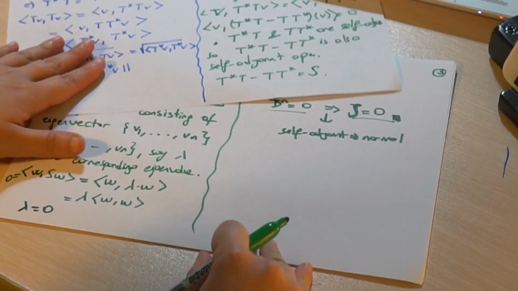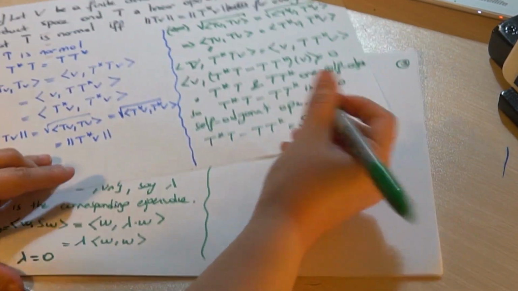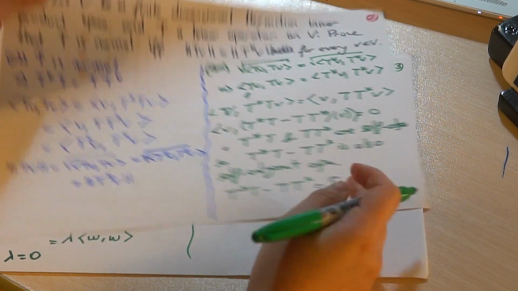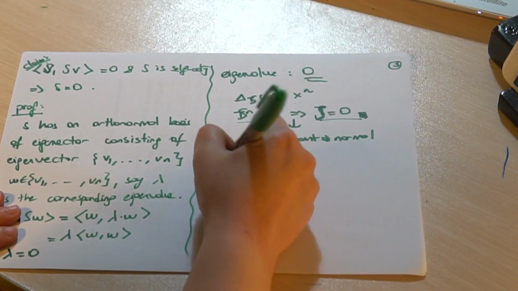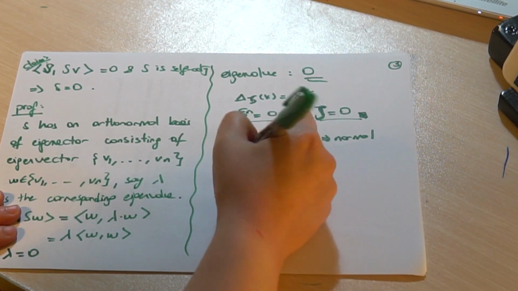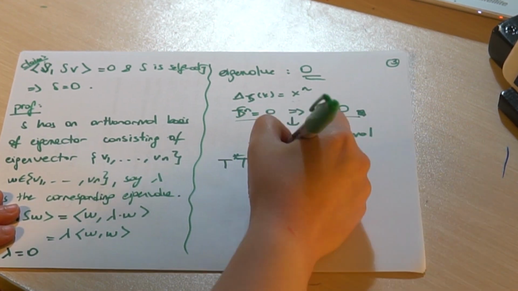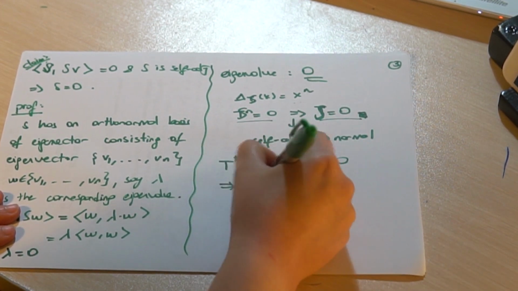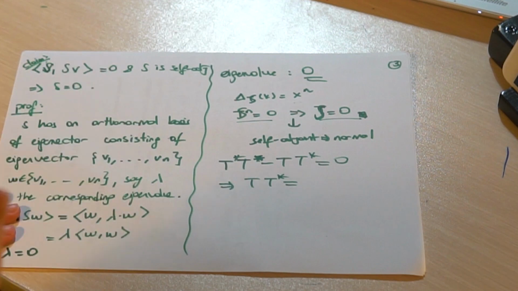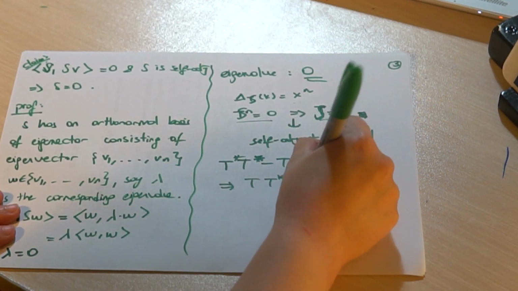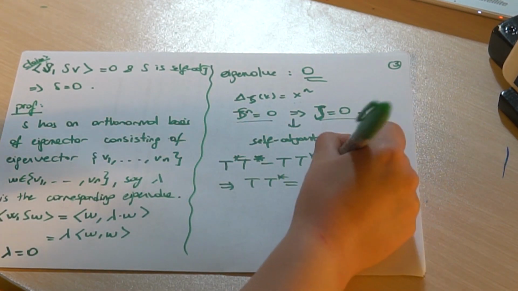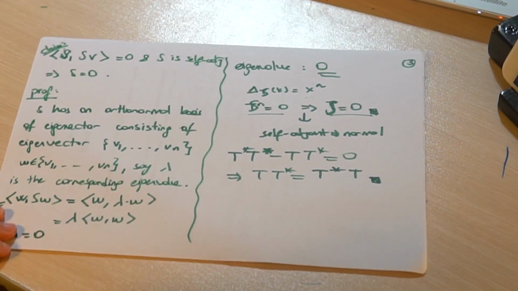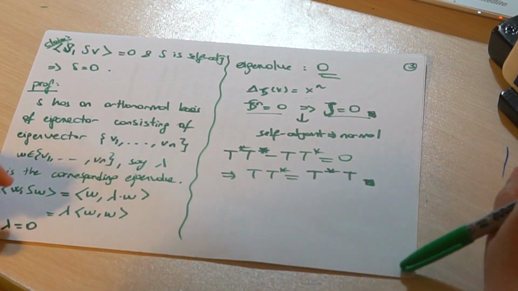So after the claim, S was T conjugate T minus T T conjugate. So T conjugate T minus T T conjugate is equal to 0. So T adjoint T equals T T adjoint. This completes the proof of the question.